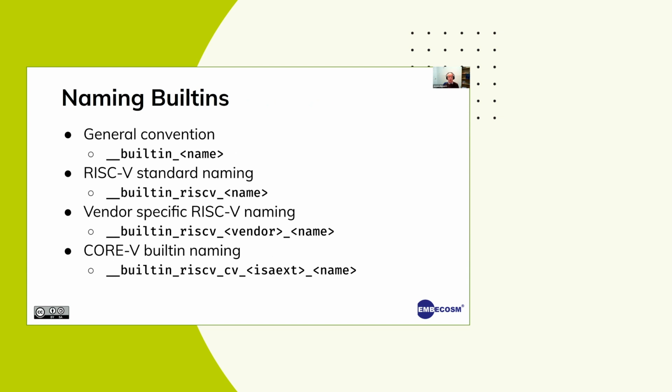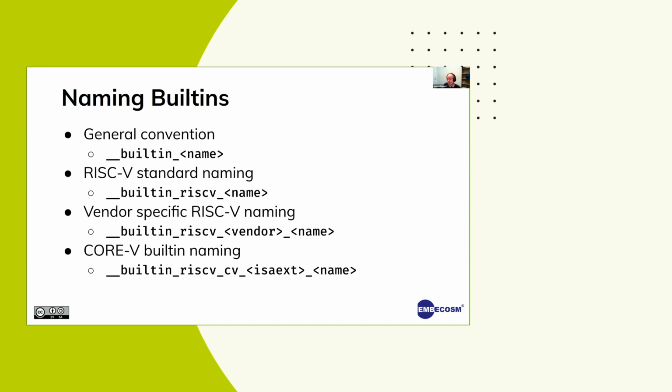We ought to think about how you name your built-ins. Okay, the general convention in GCC and LLVM is that they're called __builtin_ and then the name of the built-in. So RISC-V standard built-ins have the name __builtin_riscv_, and that's a general convention. If you're target specific, put the name of the target in the built-in name. Okay.